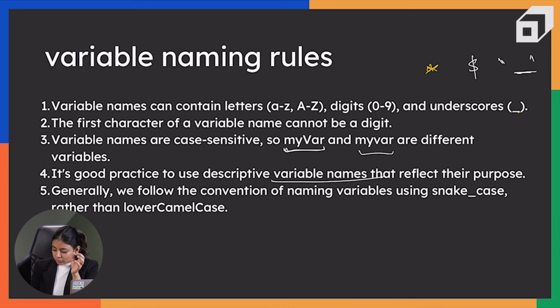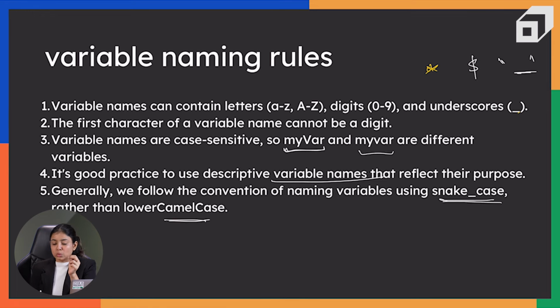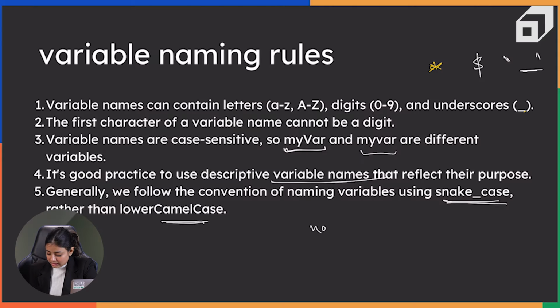And lastly, the naming convention. In Python, the naming convention basically tells us the best practice to name our variables. We follow the convention of naming variables using snake case rather than lower camel case, and this comes in when we have multiple words in a variable. For example, I want a variable name, name of person. I want this to be my variable name. So now this has multiple words, name of person.